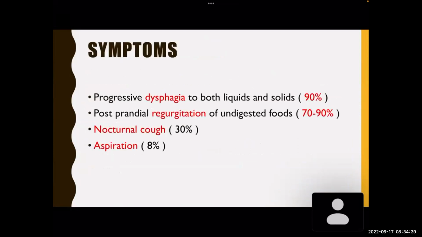The symptoms, the classic triad as we usually say, are progressive dysphagia, initially starting with liquids and then progressing to solids, postprandial regurgitation of undigested food, and nocturnal cough and aspiration. The most common presenting symptom is progressive dysphagia. Almost 90% of patients have progressive dysphagia.